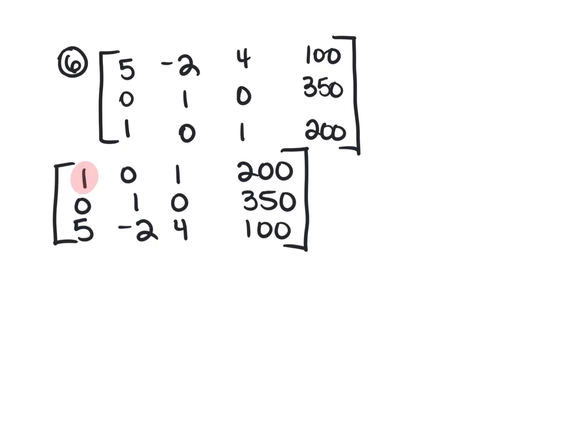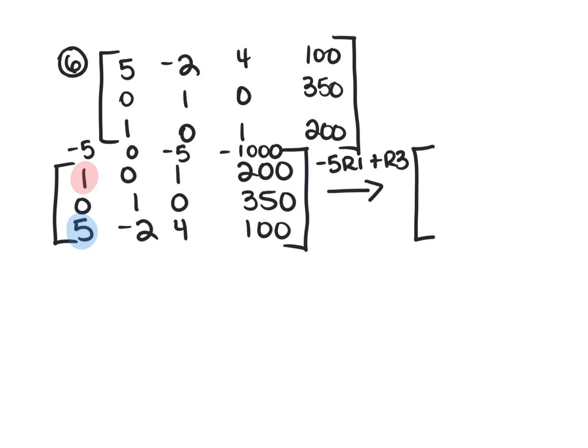I already have the 0 beneath it, so I turn my sights to this. I need to create a 0 where the 5 is. To do that, I'm going to do negative 5 times row 1. So I'm going to do that up above it. So I have negative 5. 0 times negative 5 is 0. Negative 5 times 1 is also negative 5. And 200 times negative 5 is negative 1,000. And then we're going to add that to row 3. What that means is row 1 and row 2 stay unchanged.